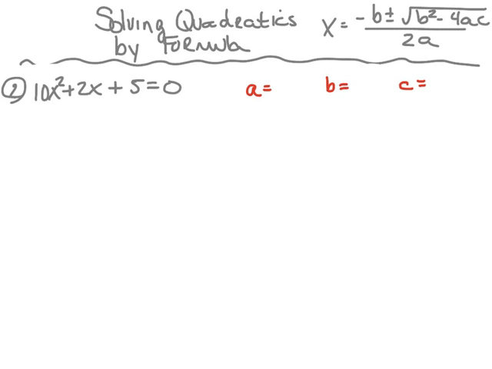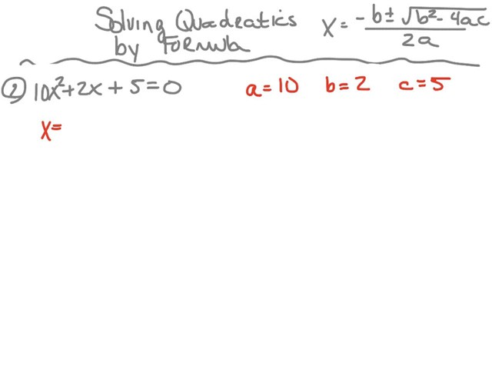Alright, example number 2, we have the quadratic 10x squared plus 2x plus 5 is equal to 0. Since I've got it equal to 0 and it is in standard form, I'm going to start by identifying the a, the b, and the c. A is 10, B is 2, and C is 5. So these are the three numbers that we'll be plugging into the formula. So we're going to start out by doing that. Plug in the numbers in the formula.